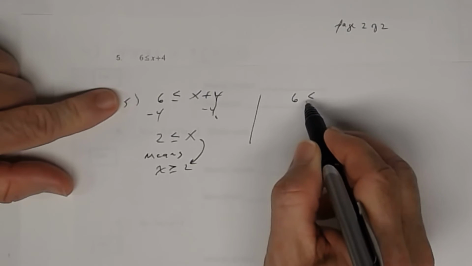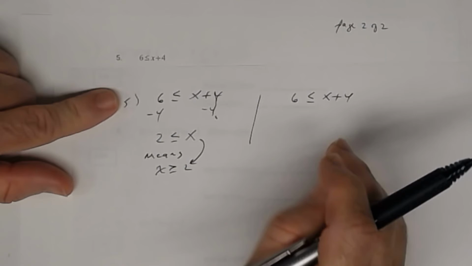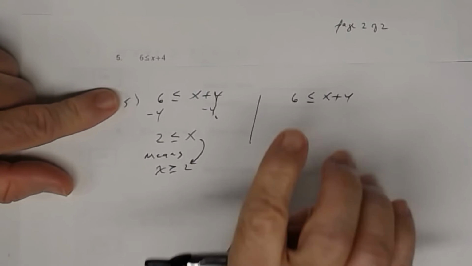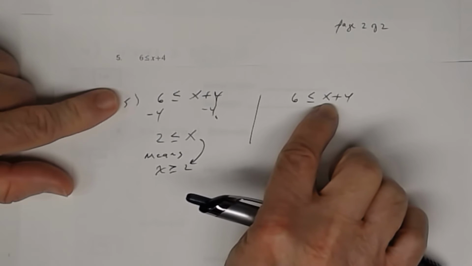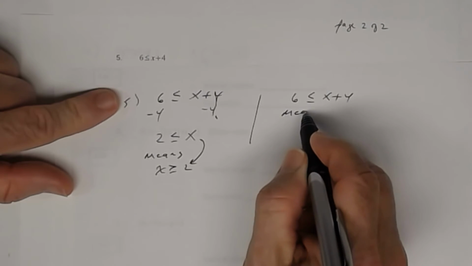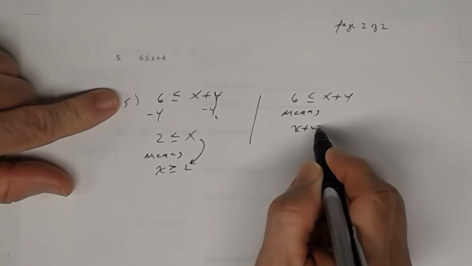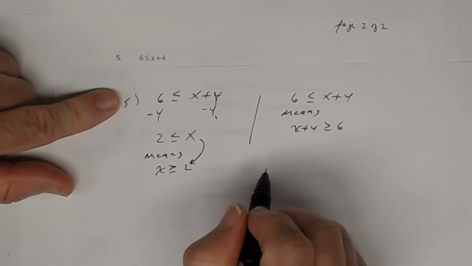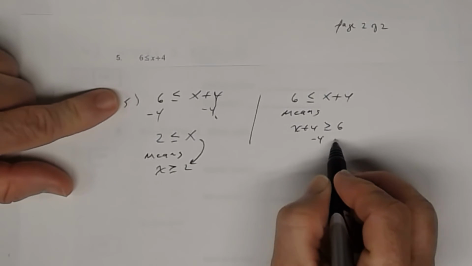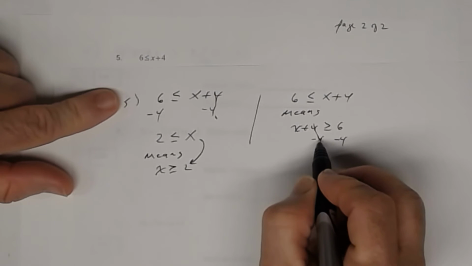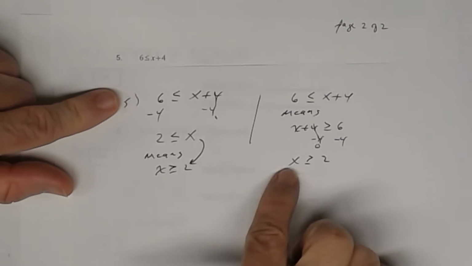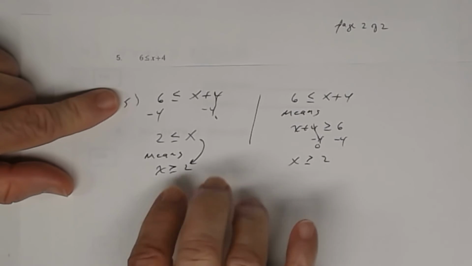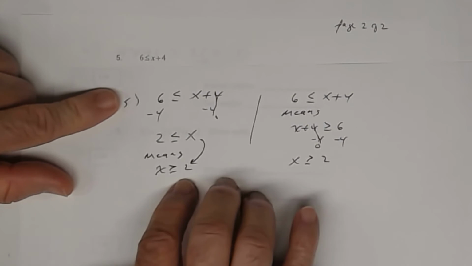So let me go ahead and rewrite this over. You could use the transitive property. If 6 is less than or equal to x plus 4, then this means x plus 4 must be greater than or equal to 6. That's what that means. And so now you subtract 4 from both sides, combine like terms, you get x is greater than or equal to 2, which is what we have here. Okay? So it doesn't matter which approach you use. Just be careful when graphing, though.